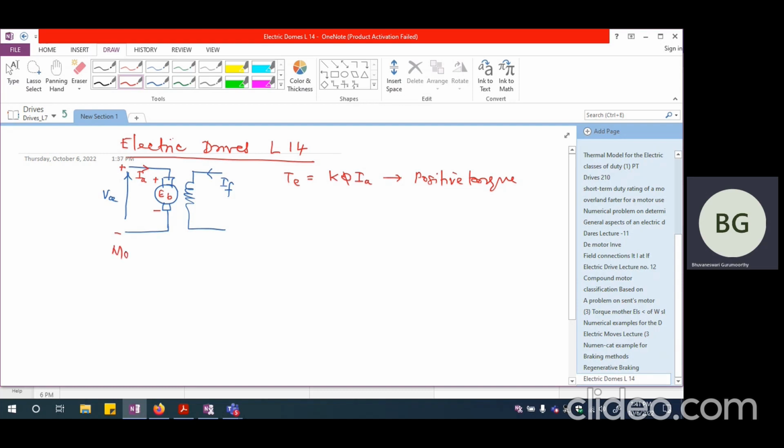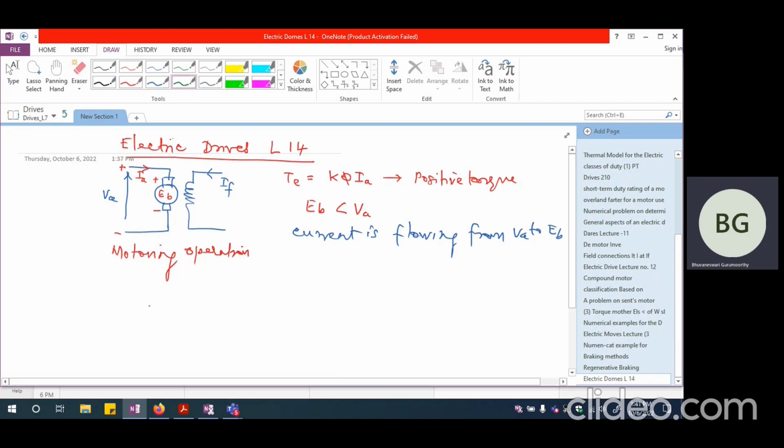So this is going to be under motoring operation. When we talk about motoring operation, this is the way it will be. And if we are looking at the magnitudes of VA and EB, we are going to have EB less than VA. That's why the current is flowing from VA to EB. So this is the motoring operation.